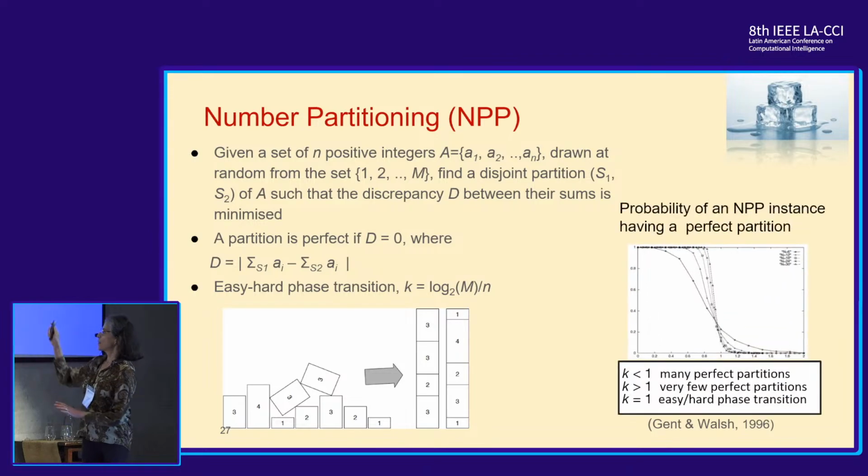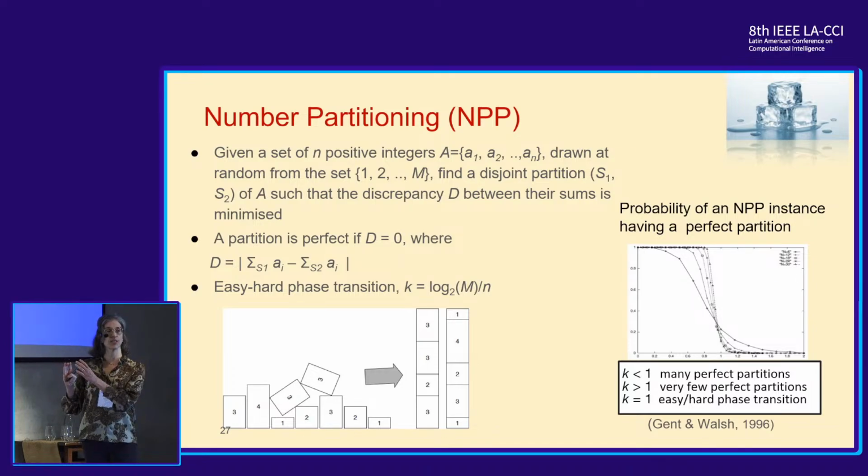So I will not explain the phase transition because it's a bit complicated. I don't understand it very well myself. But basically, there is a parameter of the problem which is measured in this way. If this parameter is smaller than 1, then there are many perfect partitions, and the problem is easy to solve. Close to the phase transition, it becomes very difficult to solve.